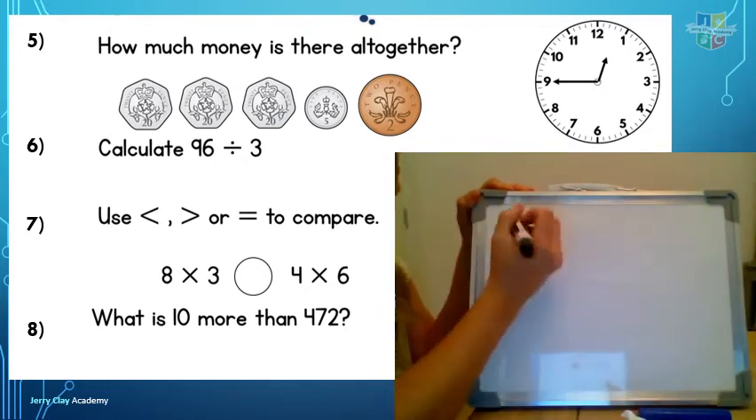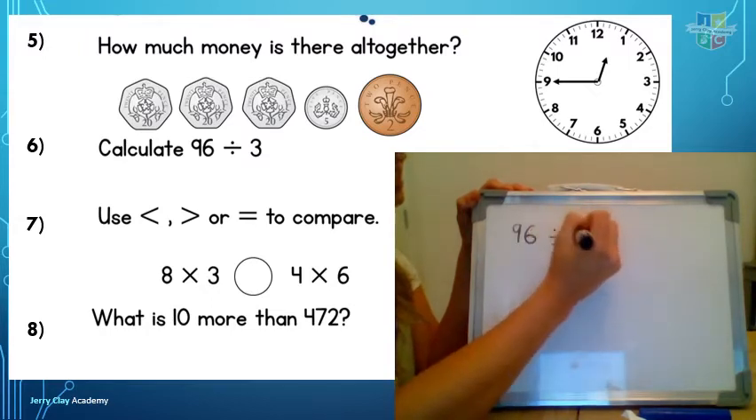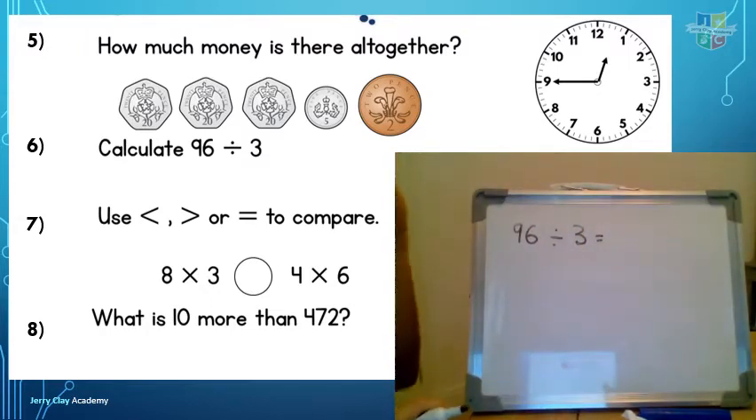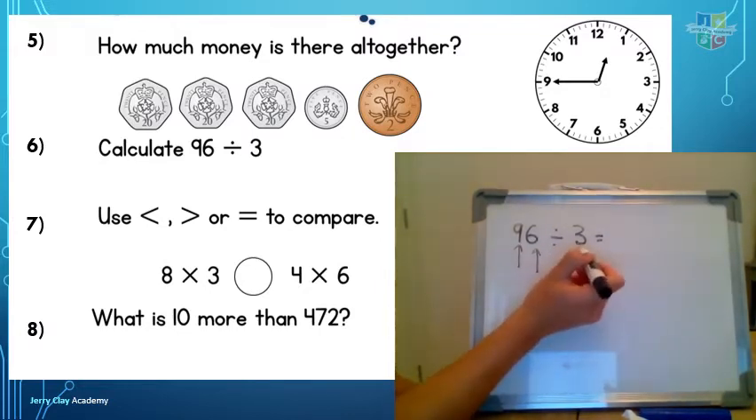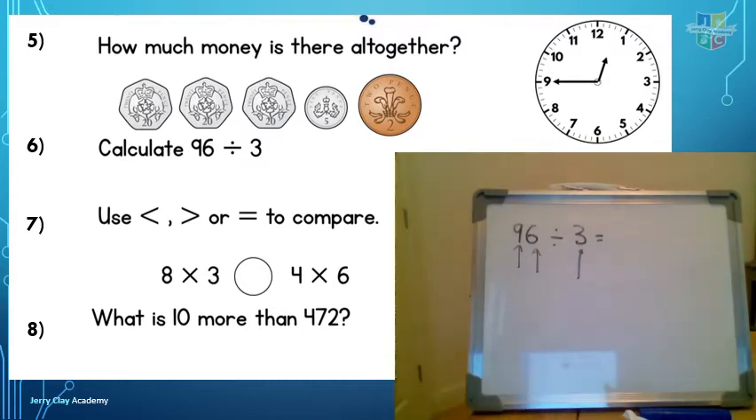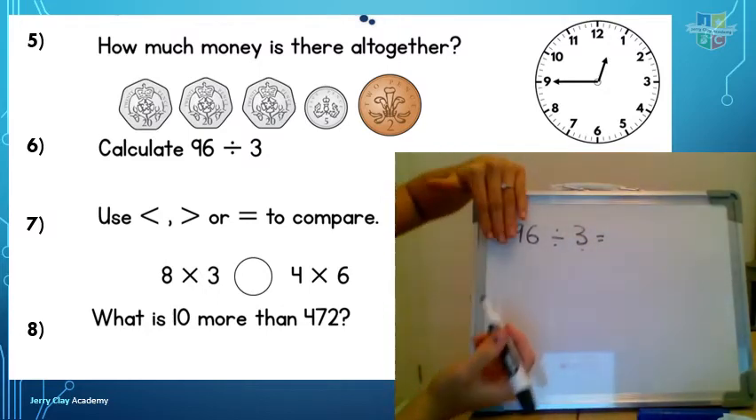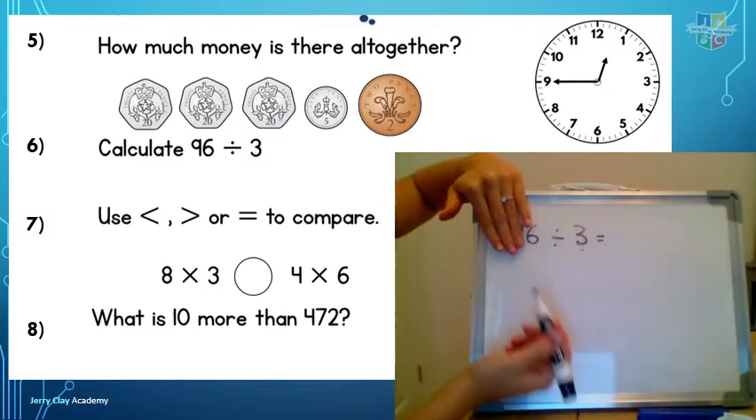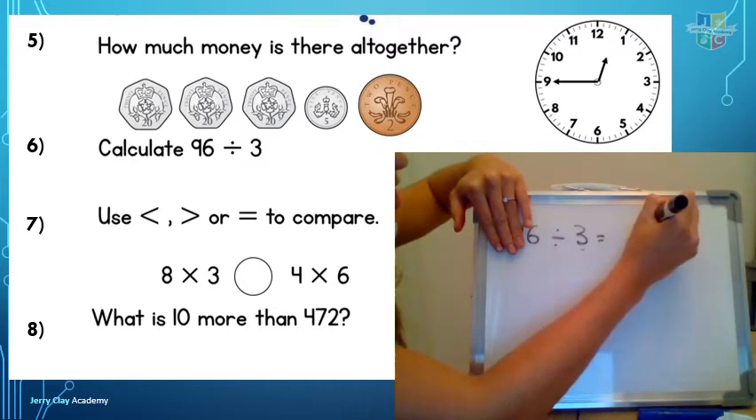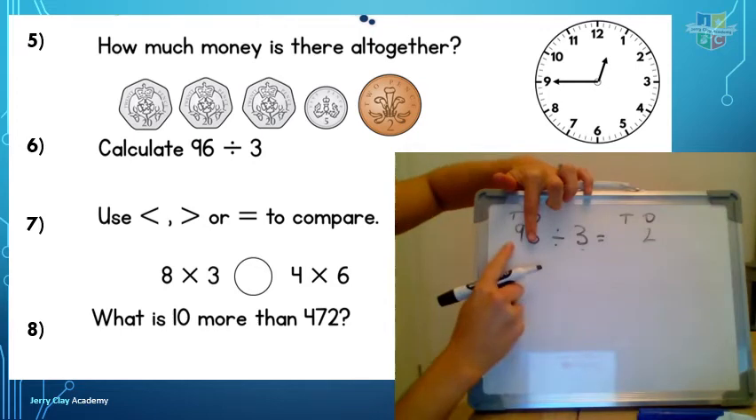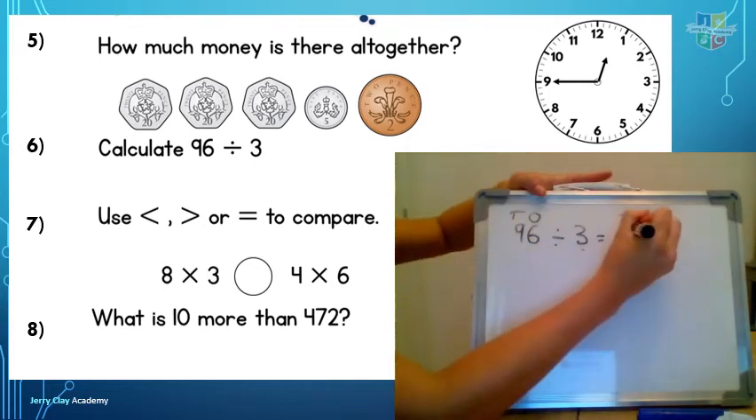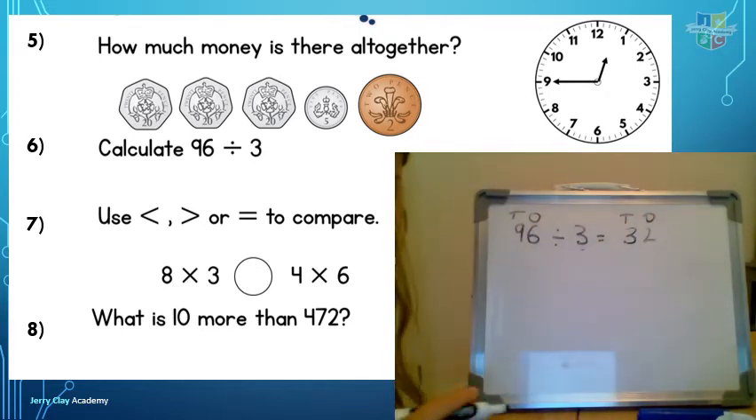Okay, so this one, we're doing 96 divided by 3. Now, there are a few different ways you could have done this. You might have spotted straight away that the number 9 and the number 6 are both in the 3 times table. So we actually could have just gone, how many 3s go into 6? Well, I know that's 2, so that's going to be my ones column. Then I can do how many 3s go into 9? 3, 6, 9 is 3. So my answer would be 32.